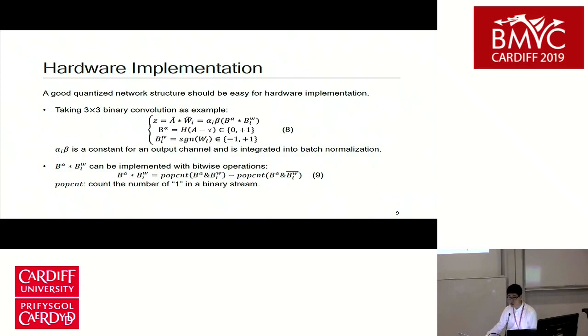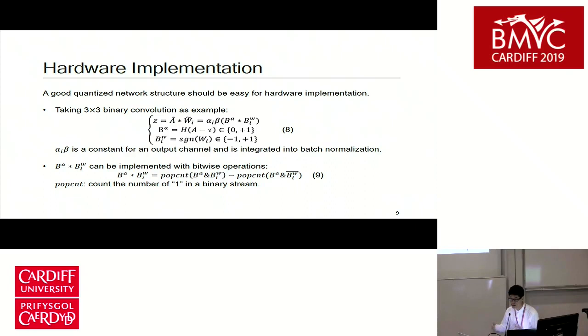In our view, a good quantized or binarized network should be easy for hardware implementation, because these kinds of networks are specific for hardware. That is also the target of our design. Taking this 3x3 binary convolution as an example, we can write the convolution in equation 8. There are two parts. One is alpha beta, which is the product of two scaling factors. The other is the pure binary convolution. Since alpha beta is a constant for an output channel, we can put it into the following batch normalization and do the calculation together. So we only concern the pure binary convolution, and we can use the bitwise logical operations written in equation 9. In equation 9, the popcount means counting the number of 1s in a binary string.